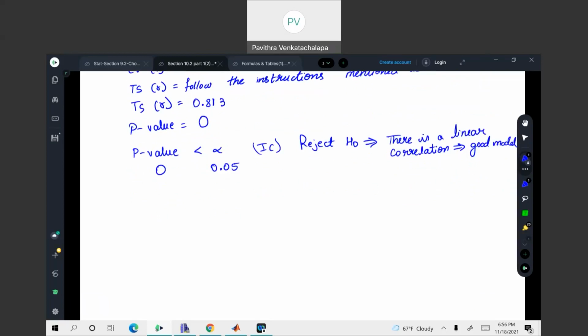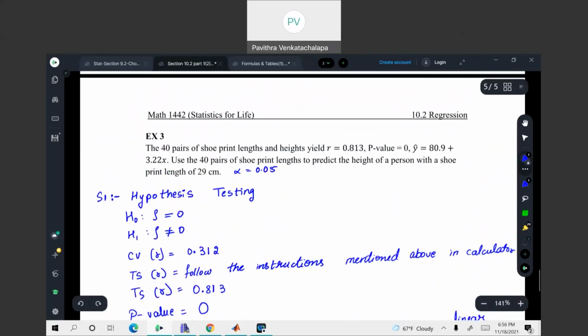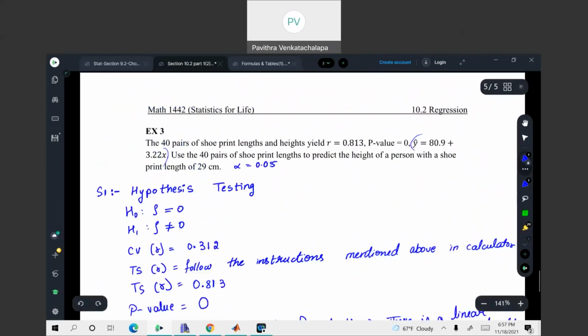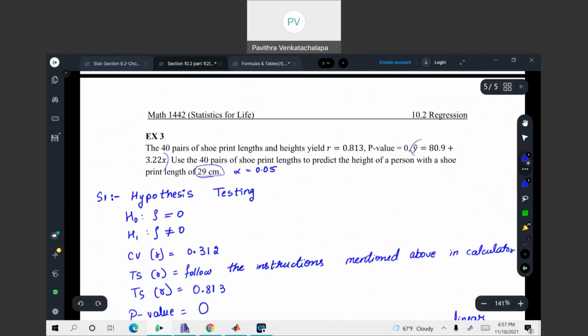If it is a good model, that means you will have a regression equation. So now step 2, we don't have to find the regression equation for this problem because it's already given here. So I'm just going to use the same thing, y cap. This equation is in the problem, 3.22 into x. Then what is x? X is 29 centimeter. They want us to take x as 29 centimeter. Actually, p-value and r both are given. You don't have to calculate, but you can try so that you will get practice.